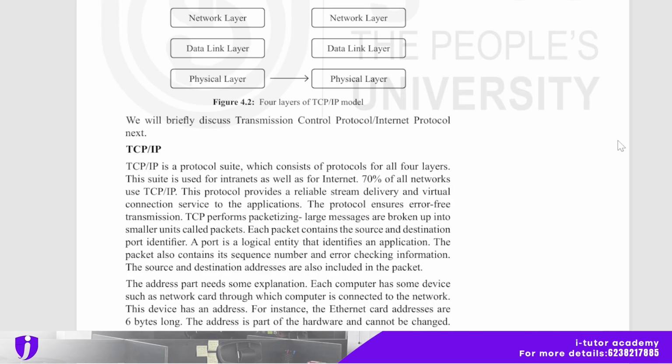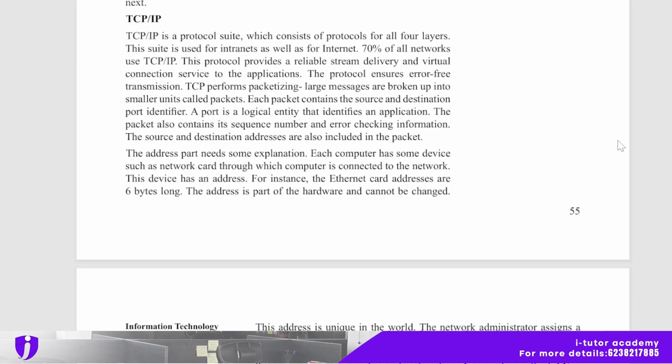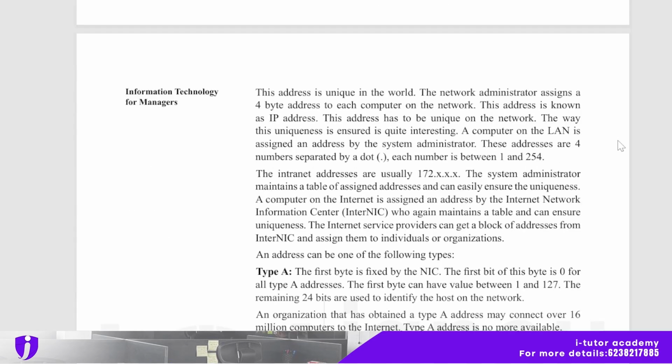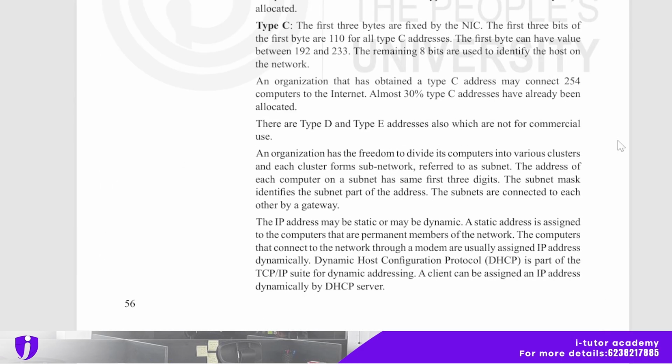The large messages are broken up into smaller units called packets. Each packet contains the source and destination port identifier. A port is a logical entity that identifies an application. The packet also contains its sequence number and error checking information. The source and destination addresses are also included in the packet. And here the addresses can be one of the following types: Type A, Type B, Type C, like that.